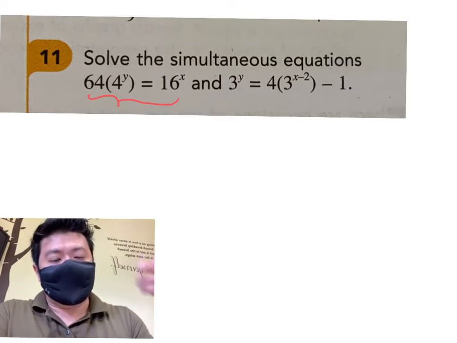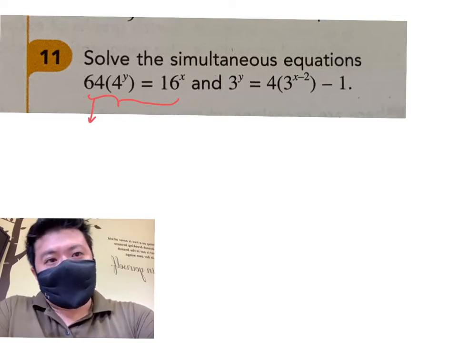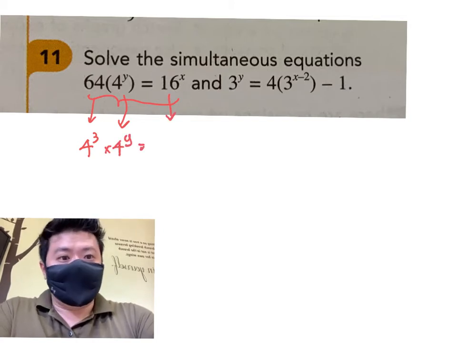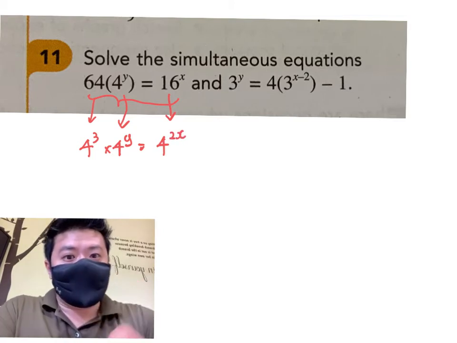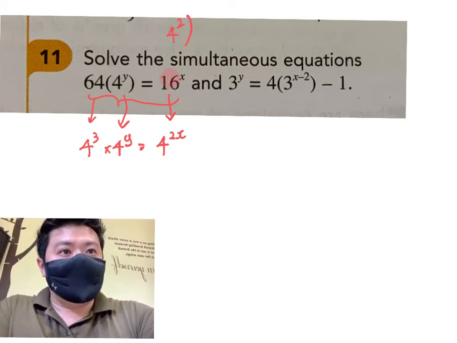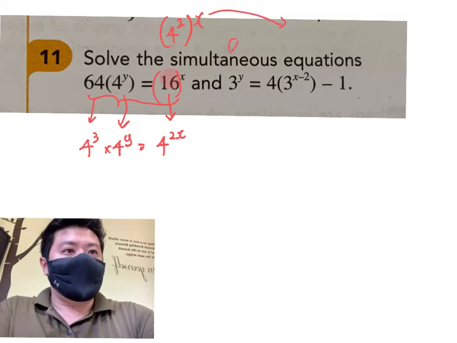What we do is we try to pack them into the same denominator. So 64, let's try to make it 4 power 3 or 4 power y, and 16 can be 4 power 2, and then I multiply by x. I hope you're okay with this part, because 16 can be the same as 4 power 2 bracket x, so this 16 power x, and over at this portion, a power m bracket n is the same as a power m times n, and therefore you have 4 power 2x.